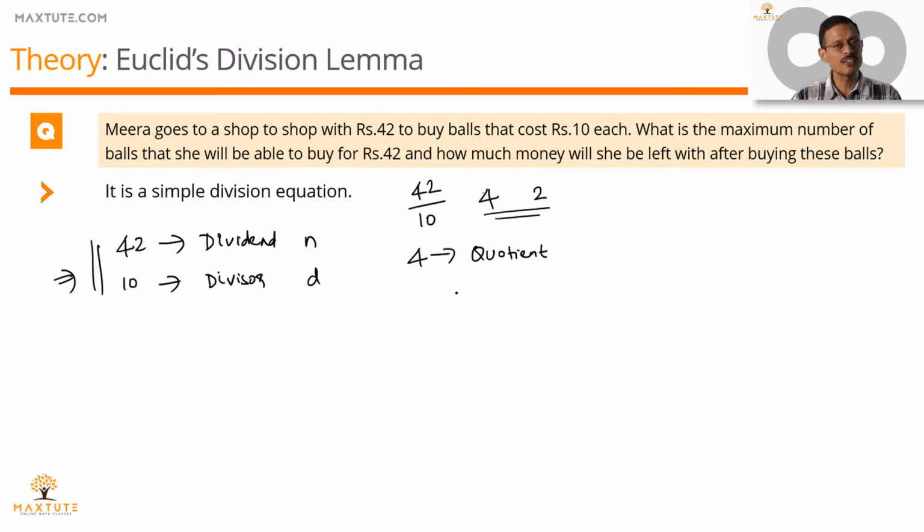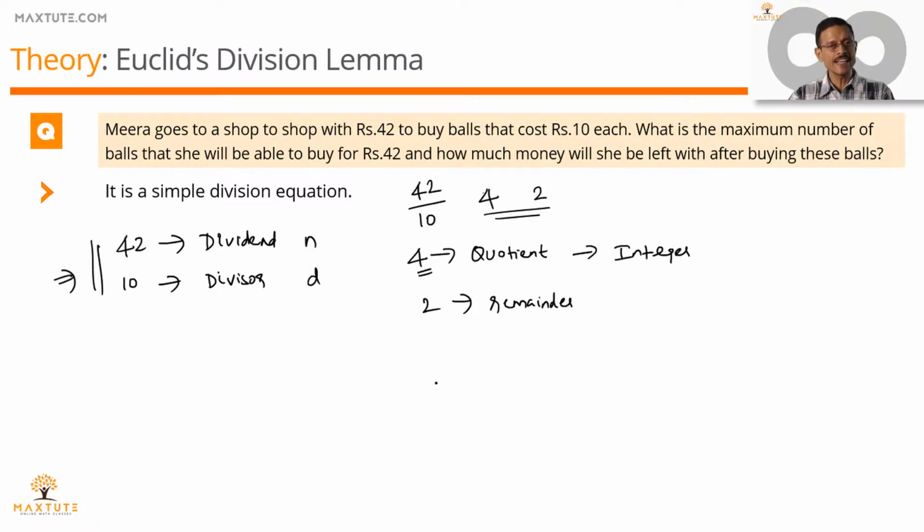What does the quotient signify? The quotient tells us the maximum number of divisors in this dividend. How many tens? What is the maximum number of tens that we can have in 42? We can have 4 tens in this 42. The quotient is always an integer. The last number 2 is called the remainder of this division. This is what she goes back home with.